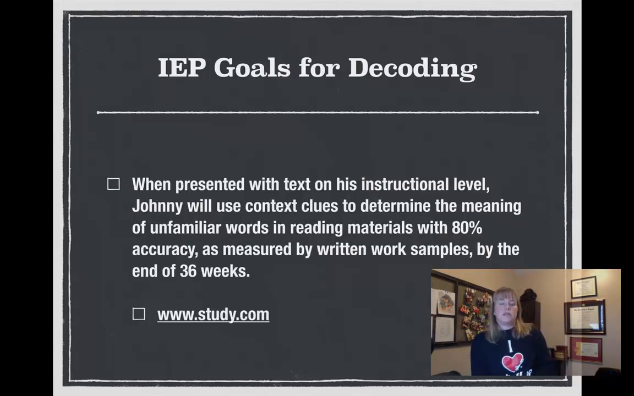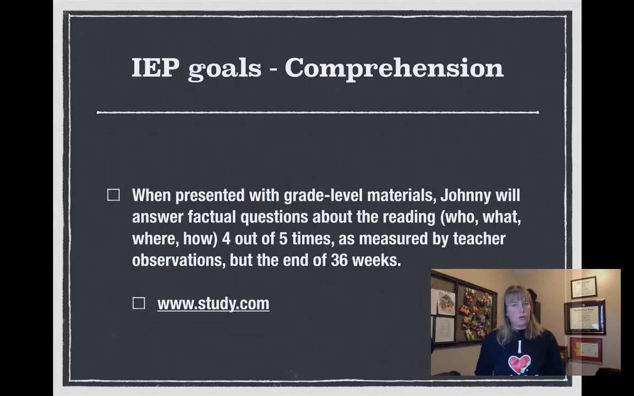So one of the things I want us to think about is how do we write IEP goals for secondary students? And we're going to look at this through all the content areas and how that impacts our IEP development. So if we have a student that's struggling with decoding, one of the things that we can do is write a goal for them using strategies to help them decode. So for example, in this IEP goal, if we give Johnny text on his instructional level, will he use context clues to determine the meaning of unfamiliar words? Okay, and we're going to measure that with written work samples. That just gives you an idea of a decoding goal.